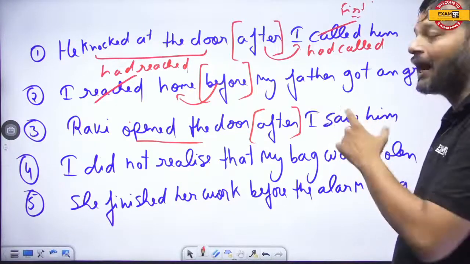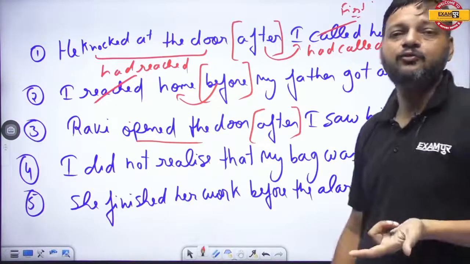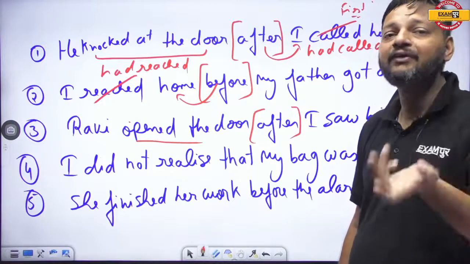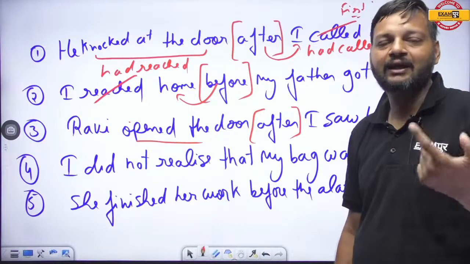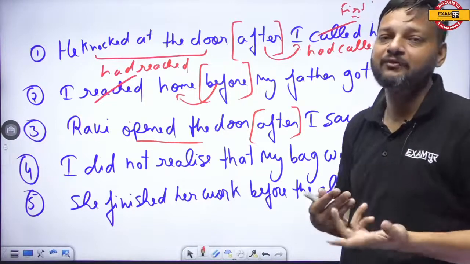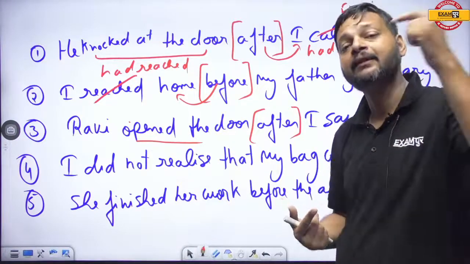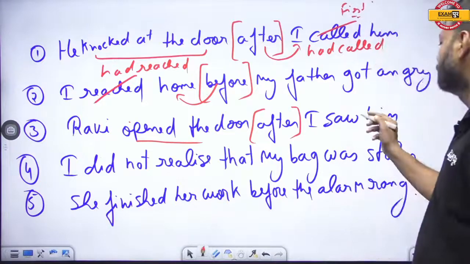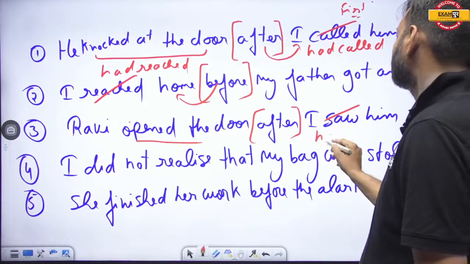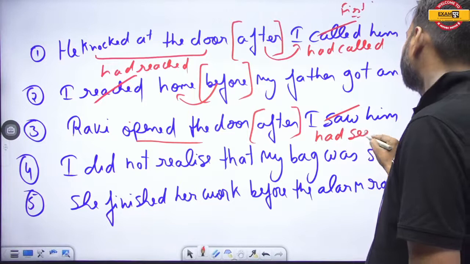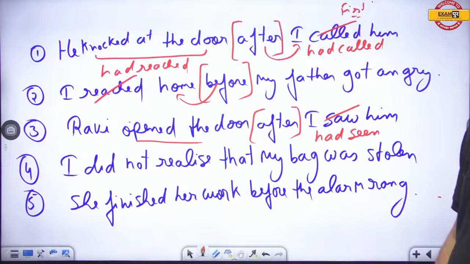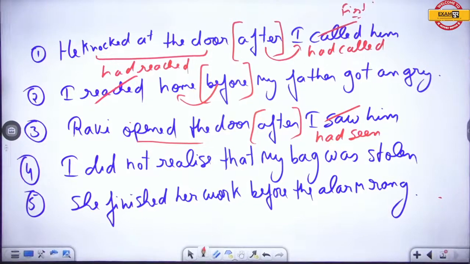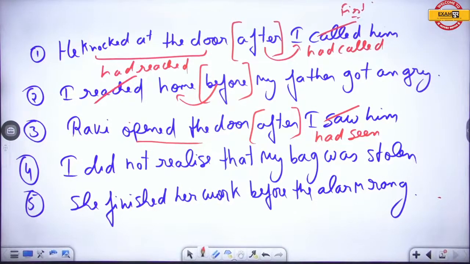Ravi opened the door after I saw him. This means that first I saw Ravi, then he opened the door. The action that happened first is past perfect. So this sentence must be I had seen. In place of I saw him, it must be I had seen him.